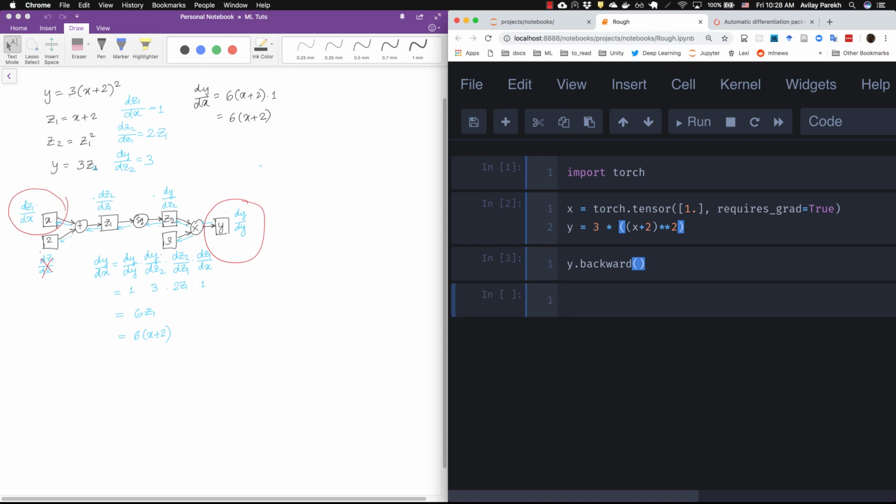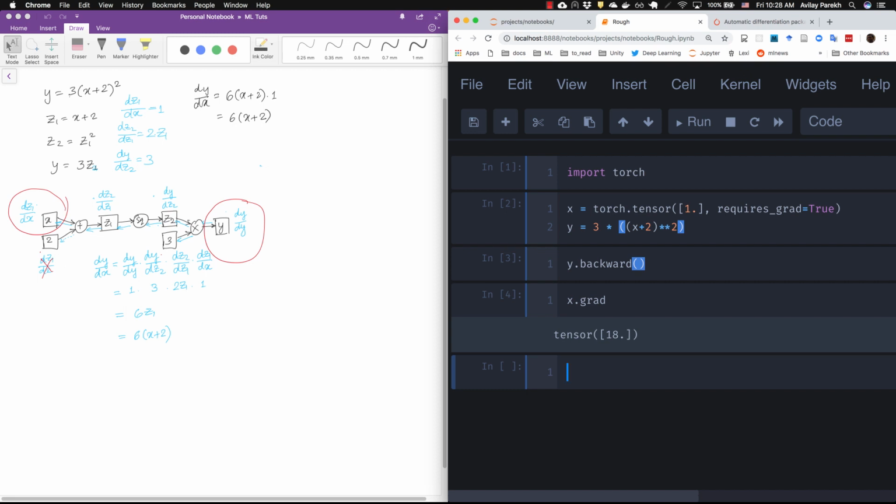And now we want to get the gradient of x. Remember, when I say gradient of x, it simply means the derivative of the output with respect to x. To do that, all we do is x.grad, which is 18.